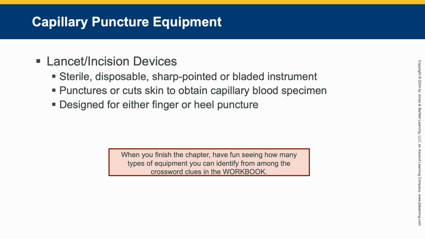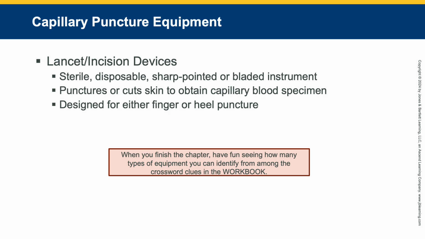So let's begin here with the capillary puncture equipment. First, you will have lancets or some type of device that you stick the finger, or the heel if it's a baby, with. These will be sterile, disposable, sharp pointed, or have a little tiny blade on them. You will throw these away in the sharps containers just like we do with the needles.